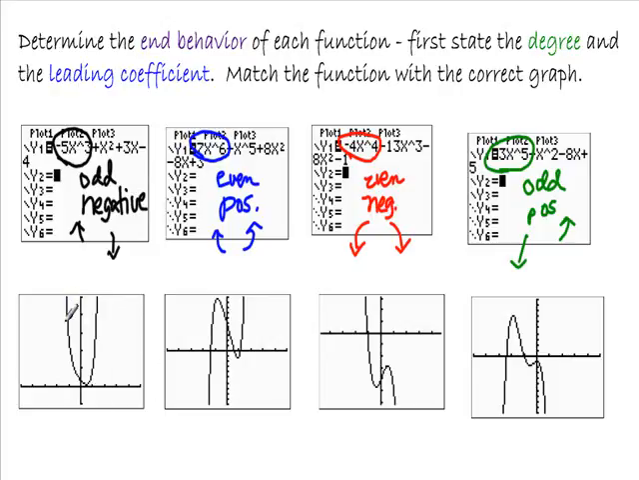Okay, so let's match these. We'll look at the graphs and go backwards now. So we have this one where it's going up on each end, to the left and to the right, and so that is going to be our even degree with a positive leading coefficient. The second one is going down to the left and up at the right, and that's going to be our odd degree with a positive leading coefficient.